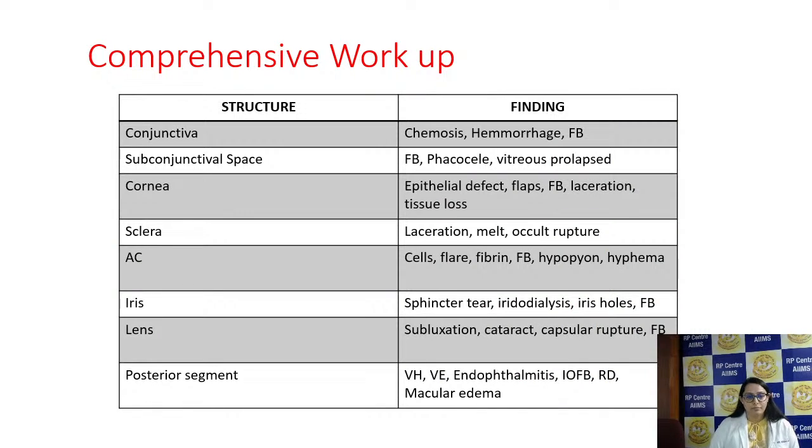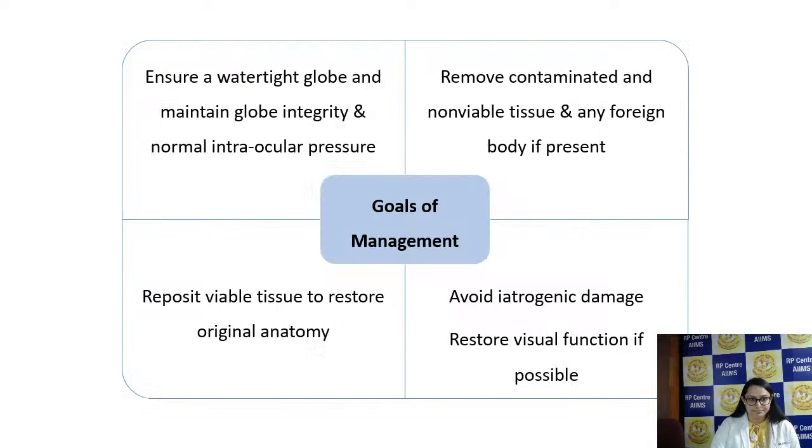So before we take up a patient with any surgical plan, we must do a comprehensive workup, which includes assessing all ocular structures like the conjunctiva. We should look for any chemosis, hemorrhage, any foreign body. The subconjunctival space should be assessed for, again, foreign body, any phacocele, any prolapsed vitreous. Similarly, there may be an epithelial defect, any epithelial flaps, foreign body, laceration or any tissue loss in the cornea. Similarly, sclera, the anterior chamber, iris, lens and posterior segment must be evaluated in detail.